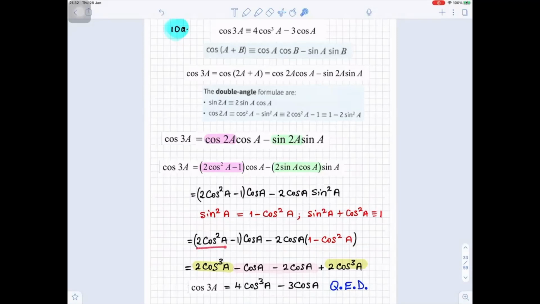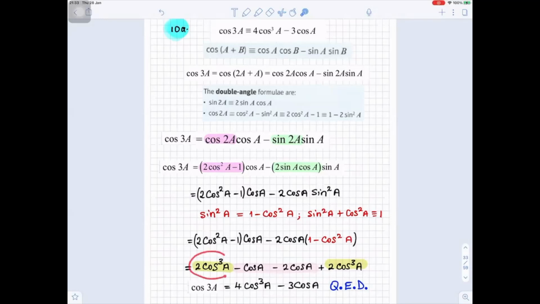So 2 cos squared A times cos A gives you 2 cos cube A. Minus 1 times cos A gives you minus cos A. Minus 2 cos A times 1 gives you minus 2 cos A. And minus 2 cos A times minus cos squared A, the 2 and the 1 will make 3. So it gives you 2 cos cube A.